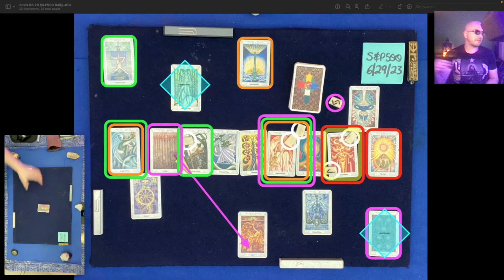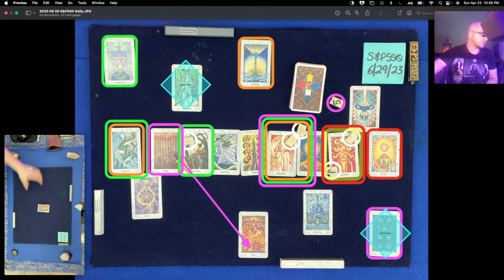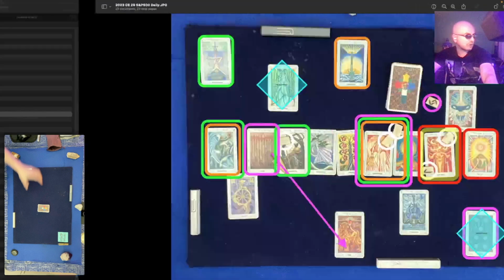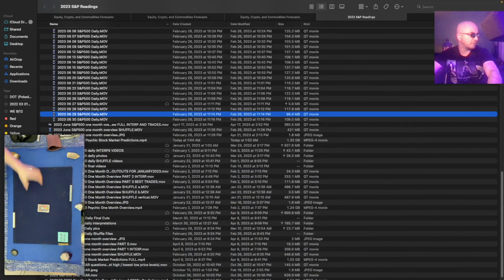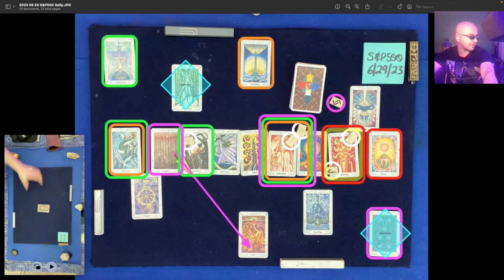This is the S&P 500 one-day reading for June 29th, 2023. It's currently April 23rd, 2023, 10:26 p.m. Eastern Time. And the shuffle file we're about to play was created on February 26, 2023 at 11:14 p.m. Eastern Time. That's this file right here.